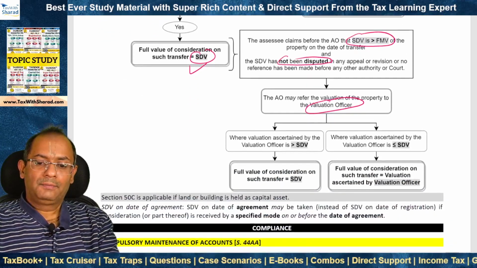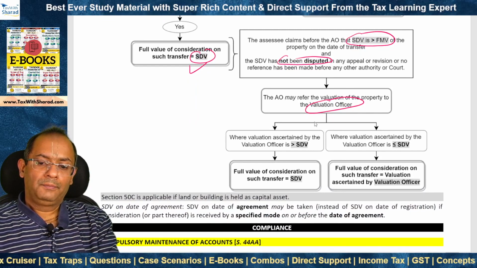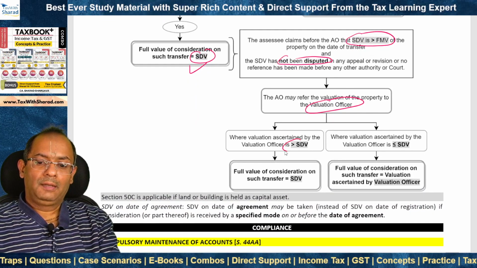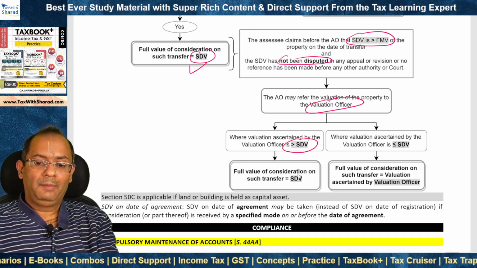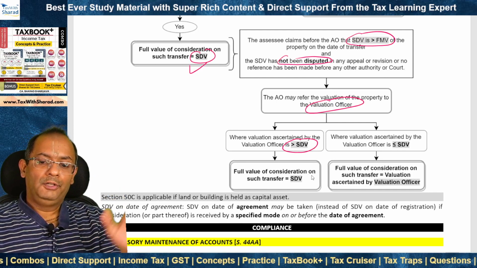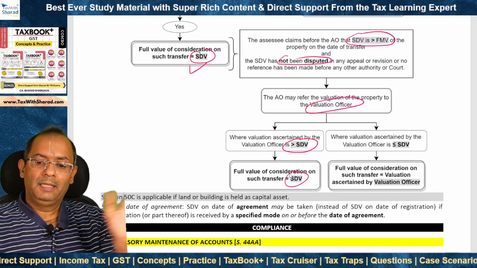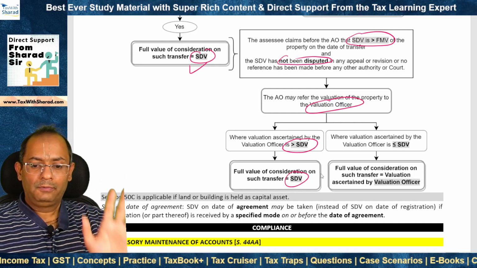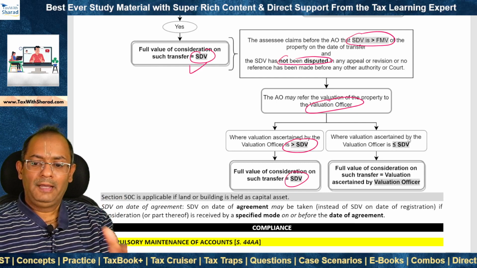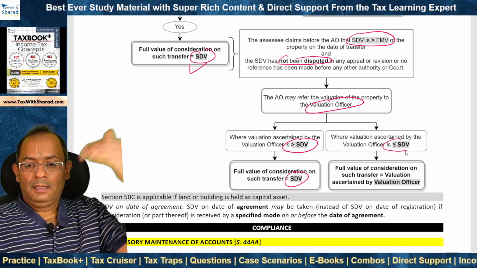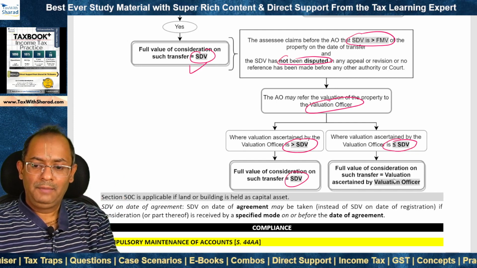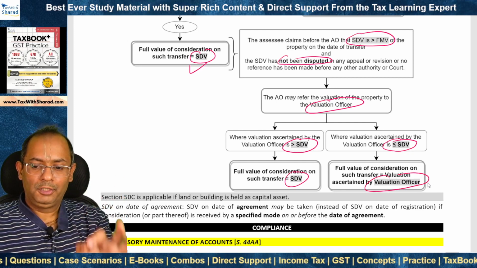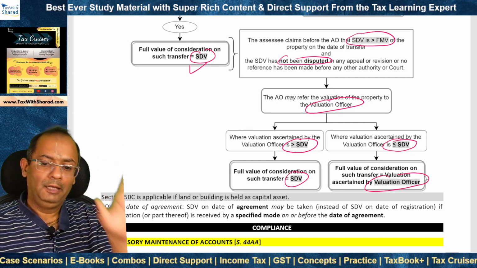In that case, where the valuation by the valuation officer is even more than SDV, then a benefit is given whereby the valuation of the valuation officer is not considered but SDV is taken as the value of consideration. But where the valuation by the valuation officer is not more than SDV, that means it is either SDV or less than SDV, then the valuation ascertained by the valuation officer is taken to be the full value of consideration.